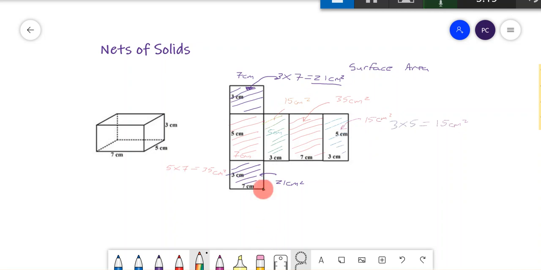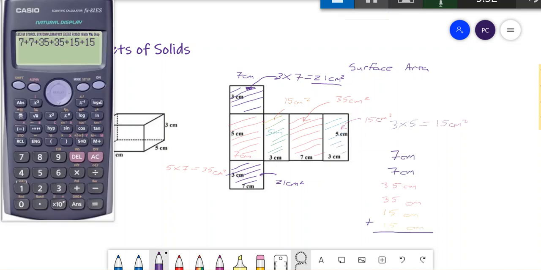So now we've calculated the area of each surface. Now we want to get the total surface area of this solid. And how do we do that? We just add up all of these individual sections' surface areas. So we can take all of these individual sections and add them up.